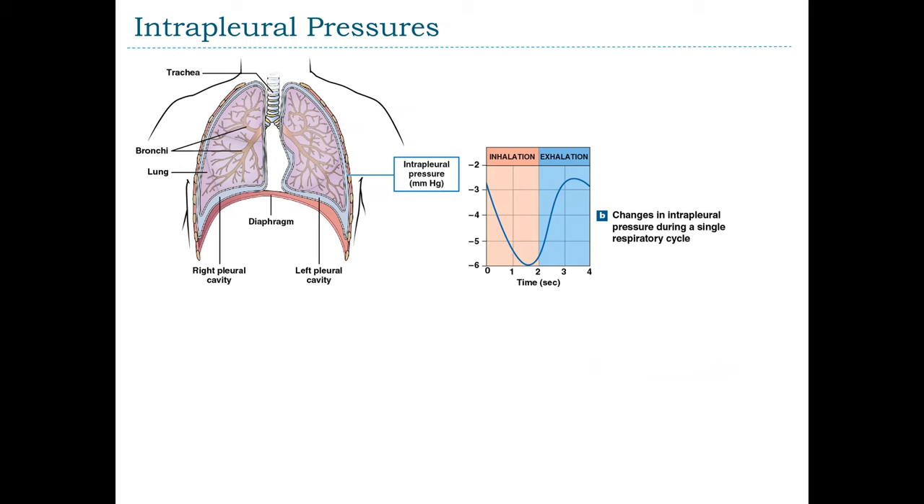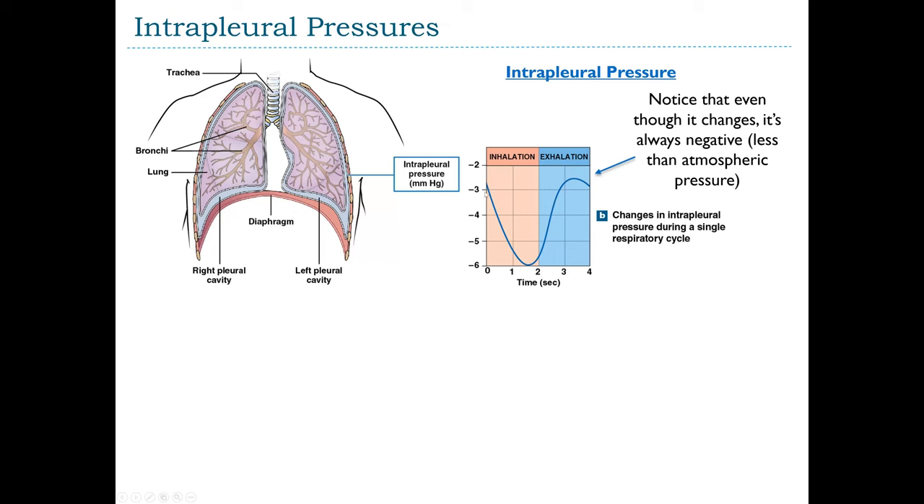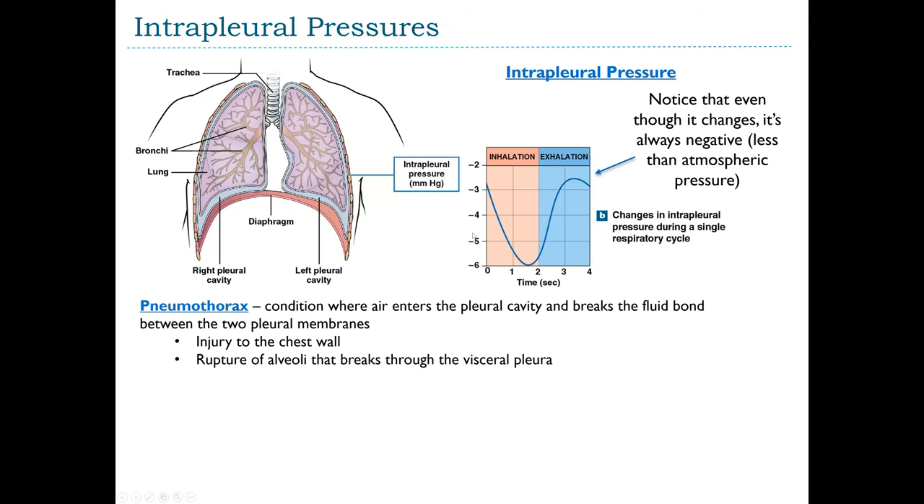Now let's take a look at this graph, and this graph is showing the intrapleural pressure, which is the pressure in the cavity between the two membranes. So notice that even though the intrapleural pressure changes when you inhale and exhale, it is always negative, so it is always less than the atmospheric pressure, as you can tell by the y-axis over here. So this is important, and we can see why when we see what happens when it breaks.